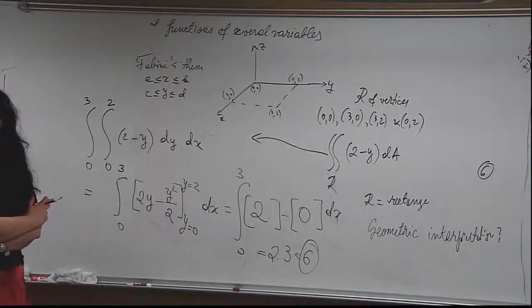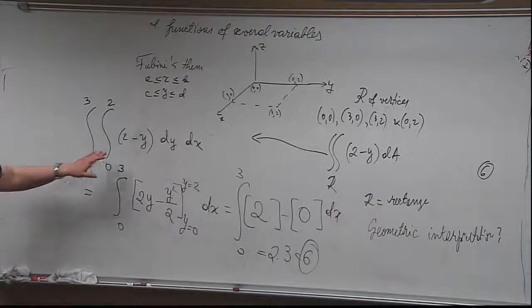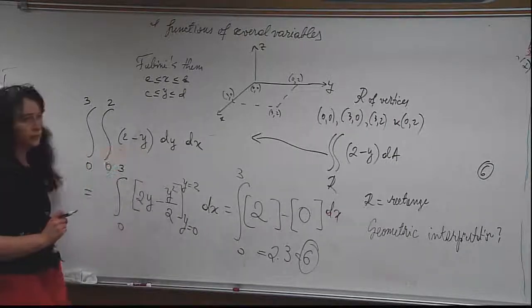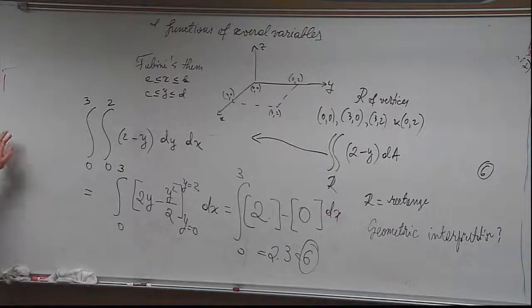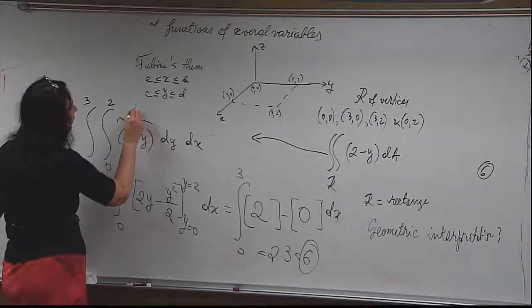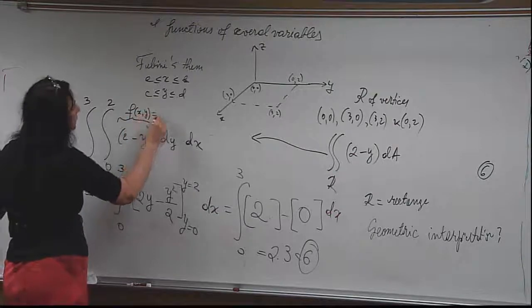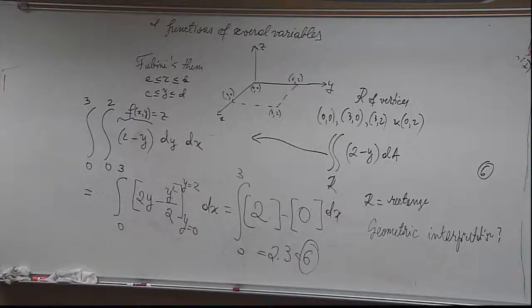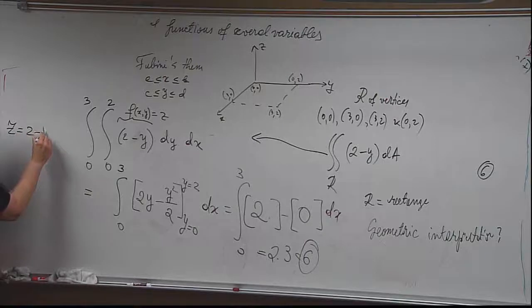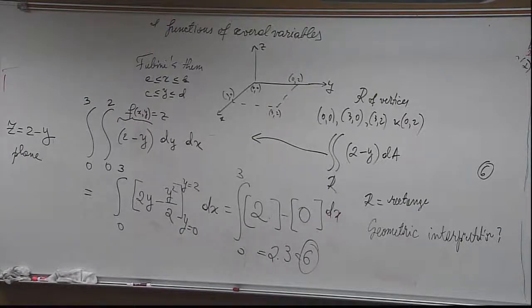I'm going to give you a break in a few minutes. If anybody could think of a geometric interpretation, what is this f of x, y if I were to interpret this as a graph? z equals f of x and y, 2 minus y. So z equals 2 minus y is a plane. Yes. And how do I get to draw this plane the best? Because there are many ways to do it.